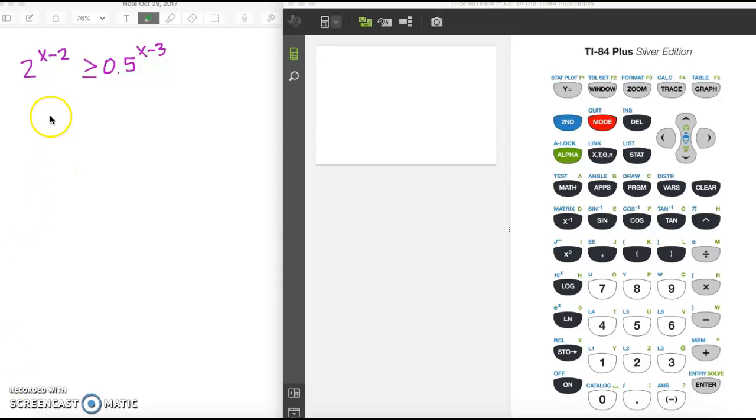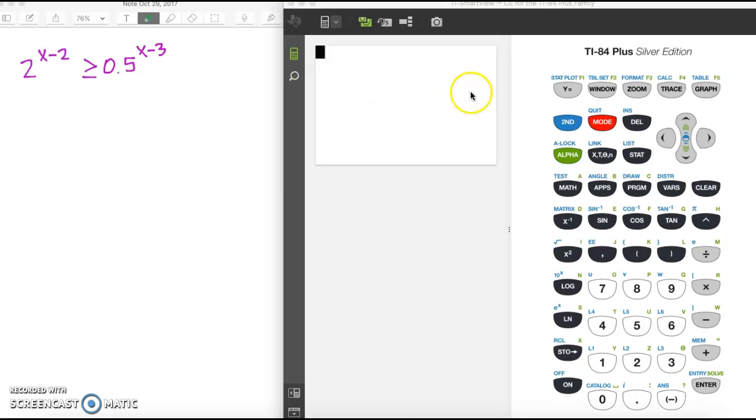For this video, we're going to solve the problem 2 to the x minus 2 power is greater than the 1/2 to the x minus 3 power. Notice it's an inequality, not an equation. This inequality would be super tough to solve without a calculator. There's really no way we can get like bases. The bases are different, so it would be hard to change into a log. So using our calculator would be really beneficial for solving this inequality.